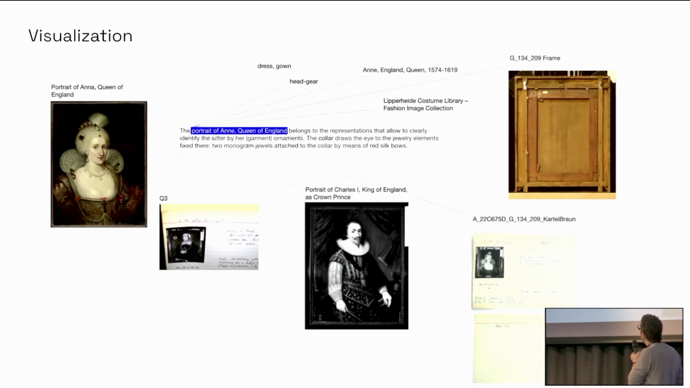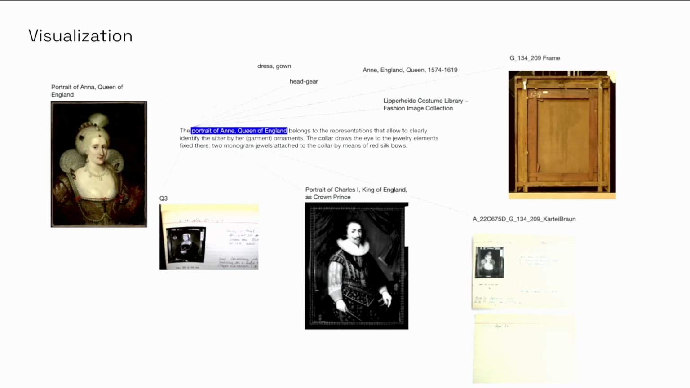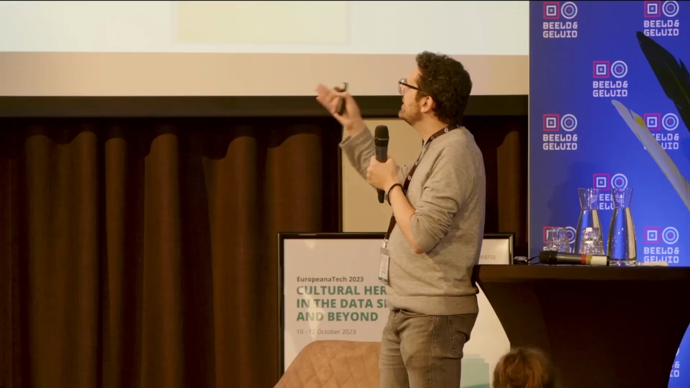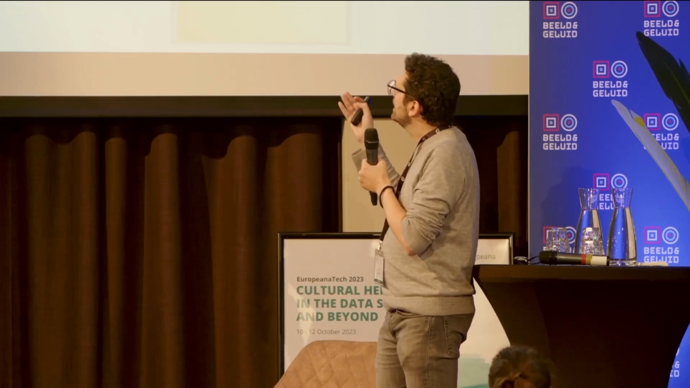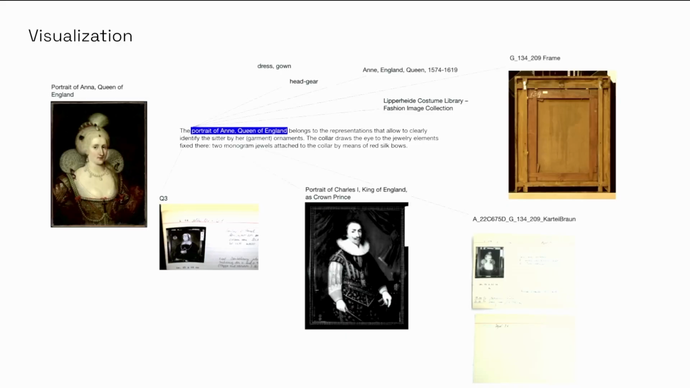We have the portrait of Anne, Queen of England, and then we see how this is connected to its visual depiction. Then we have the portrait of Charles I first, who is also affiliated. It's a counterpart painting. Then we have links to the different documentation sources. Q stands for Quellen in German, which is sources. And then we have also other information that is related to classification.